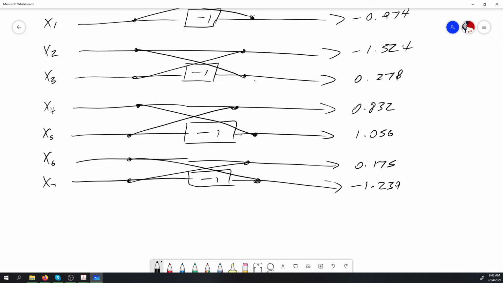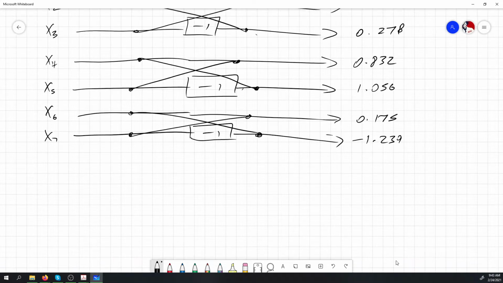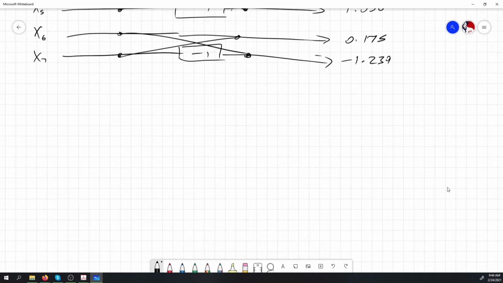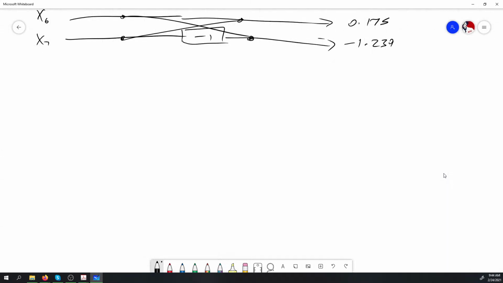So if I do, for our first one here, this one is just going to be x0 plus x1 is equal to 0.974, and x0 here minus x1 because of this negative 1 equals negative 0.974. So I can have x0 plus x1 is equal to 0.974, and x0 minus x1 is minus 0.974.